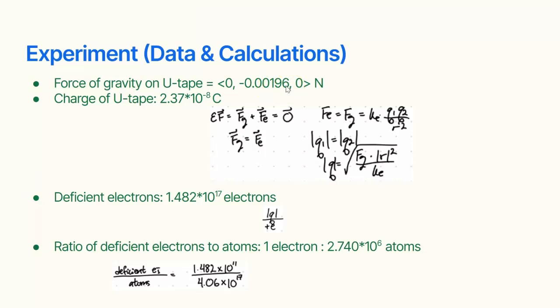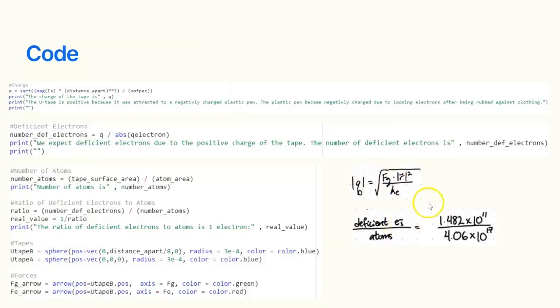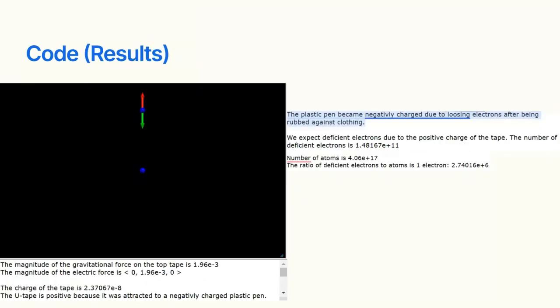The charge was found to be 2.37 times 10 to the negative 8 coulomb, and the tape was found to be deficient 1.482 times 10 to the 17 electrons. The ratio of deficient electrons to atoms was 1 electron to 2.74 times 10 to the 6 atoms. The gravitational force, Coulomb's law, and Newton's second law were used to find the magnitude of charge, as well as the ratio of deficient electrons to atoms. Over here we have the results of our coding.